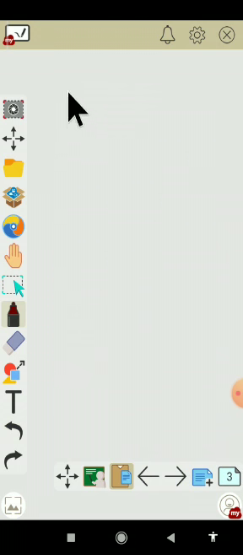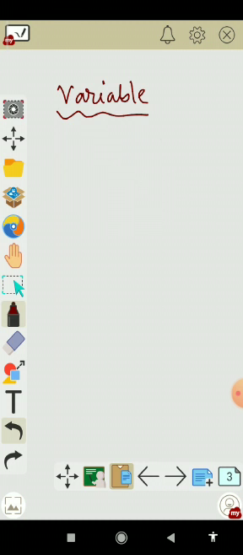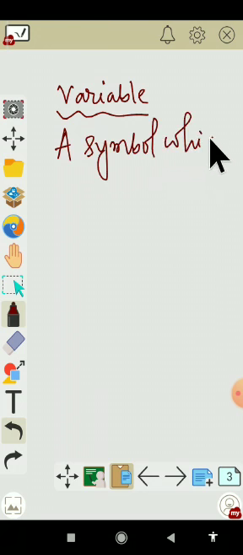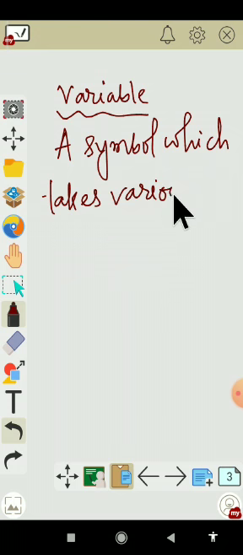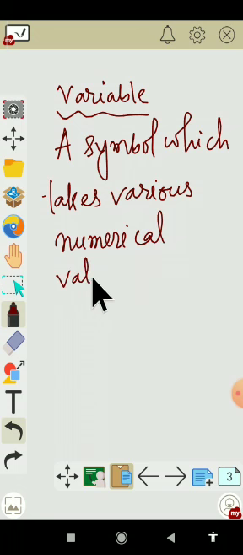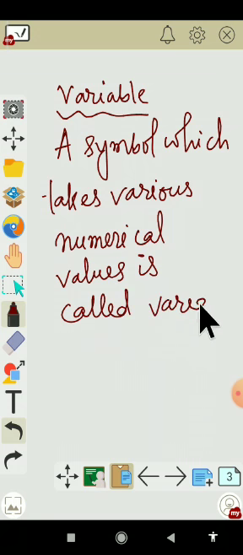Next, what is a variable? How do you define a variable? We know that in an algebraic expression, whatever English letters we are using, those are variables. So a symbol which takes various numerical values is called a variable. So this is a symbol.